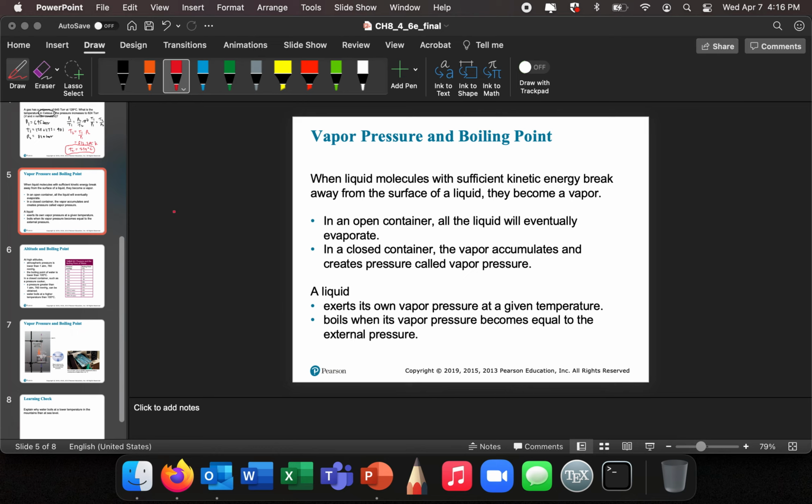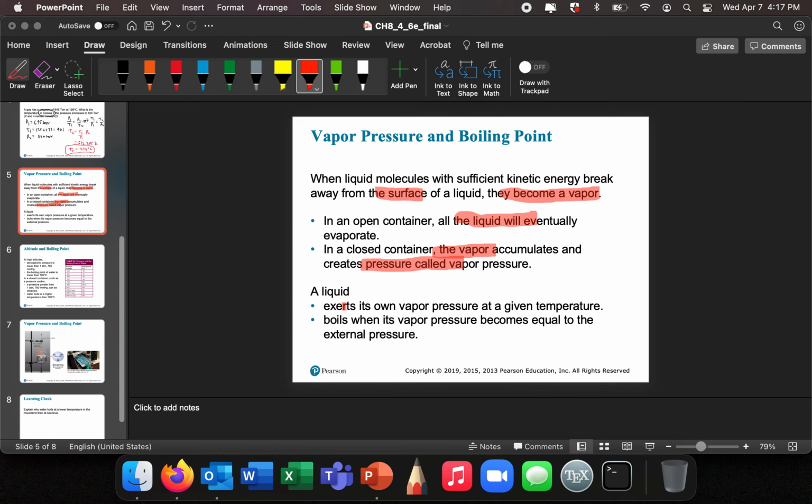Vapor pressure now is the pressure. Let's look at this. When liquid molecules have sufficient energy to break away from the surface of a liquid, they become vapor, right? That's vaporization. In an open container, all the liquid will eventually evaporate because there's a statistical probability that the molecules will be able to escape, and they'll eventually get out. In a closed container, the vapor accumulates and creates pressure called vapor pressure.